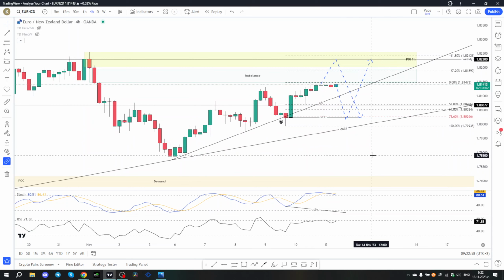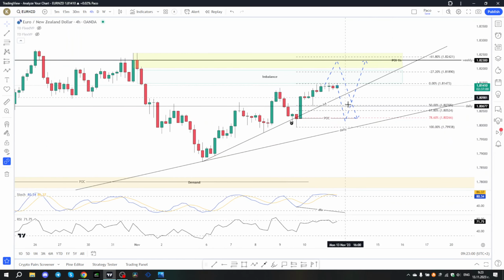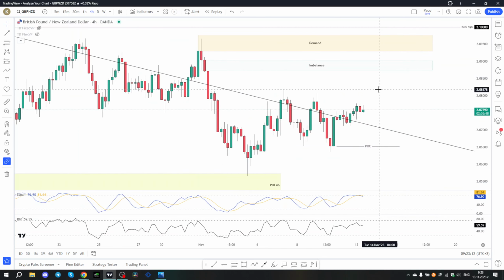This is euro to New Zealand dollar. Also, if this happens and we see some down movement of the price, a divergence will happen and it will be a good confirmation for a very good trade from here. Pound to New Zealand dollar.